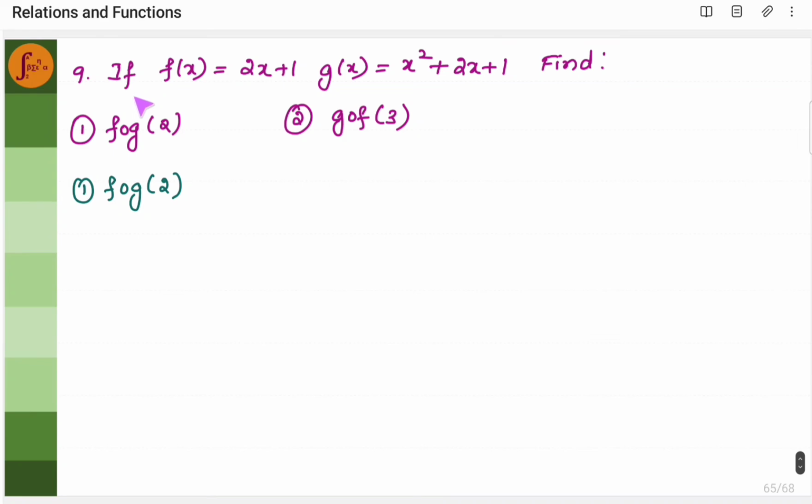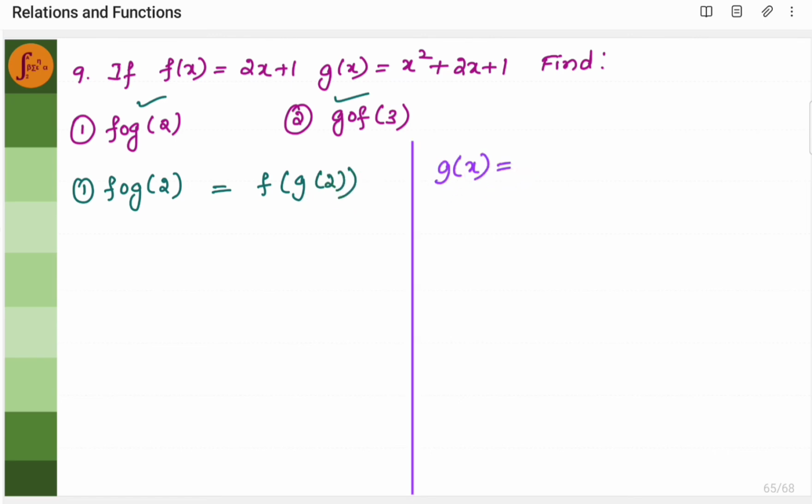Now let's take the ninth problem. If f of x is 2x plus 1, g of x is x square plus 2x plus 1, find these two function values. We'll write this as f of g of 2. So what is g of x? G of x is x square plus 2x plus 1. We'll have to find g of 2. G of 2 is, instead of x, I'll put 2. So it will be 2 square plus 2 into 2 plus 1, which is 9. So I'll get f of 9.